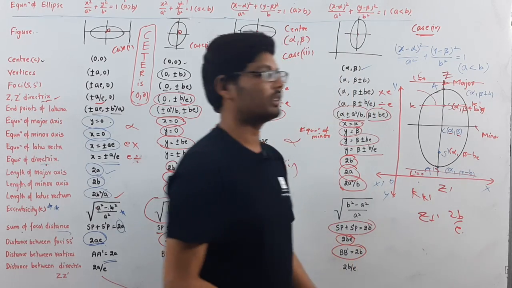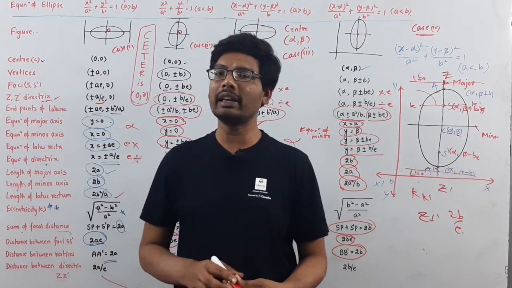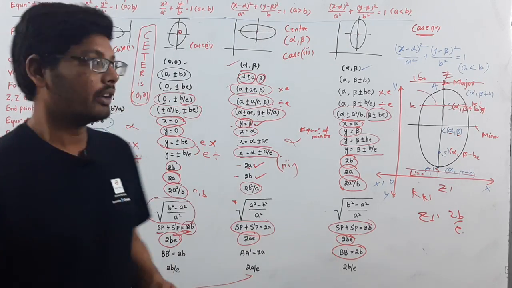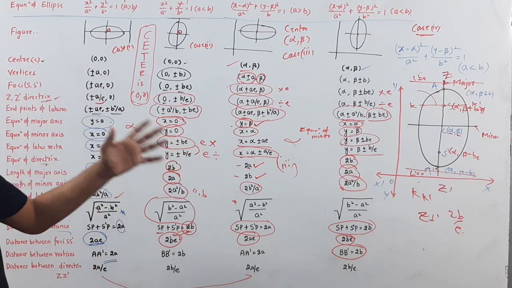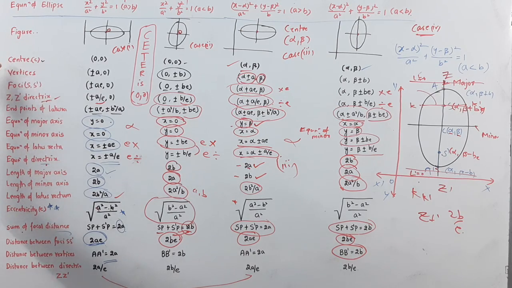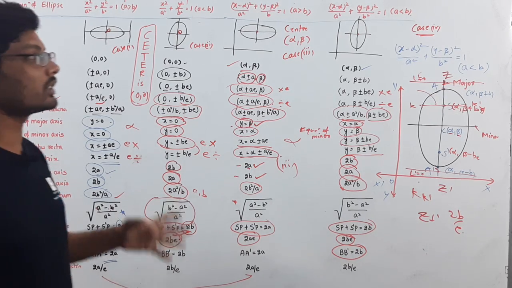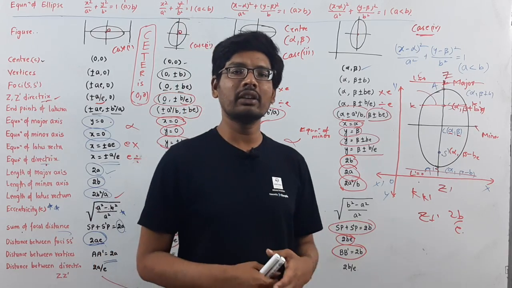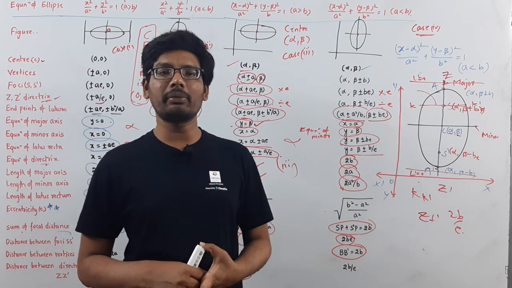This is all about the different cases of 4 ellipse here, and their terms. We have discussed 4 different types of ellipse and their figure, center, vertices, foci, directrix, endpoints of latus rectum, major axis, minor axis, latus rectum, equation of latus rectum, equation of directrix, length of major axis, minor axis, and latus rectum, eccentricity, most important, sum of focal distance, distance between foci, vertices, and directrix here. This is all about this class here. In next class we will discuss some more points of ellipse here. Thank you.